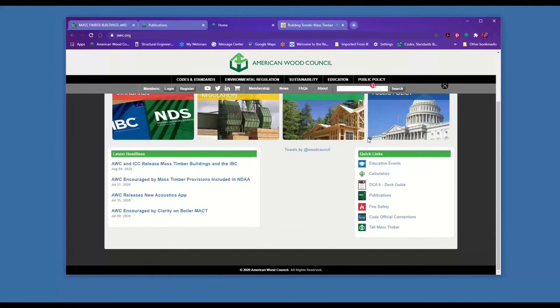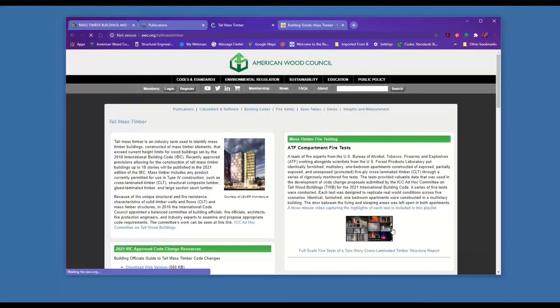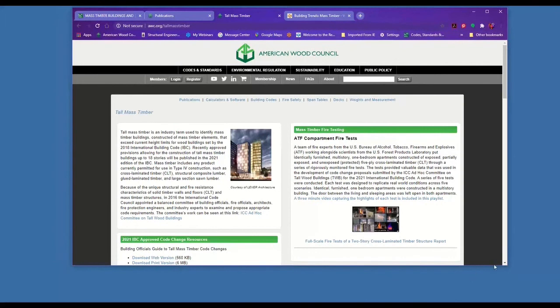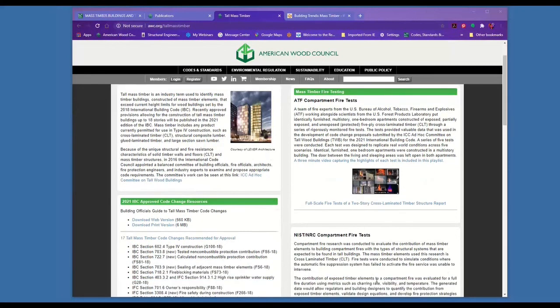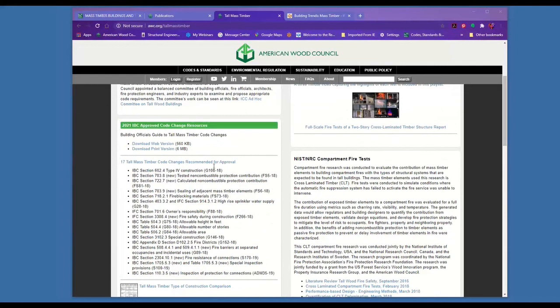awc.org, which is shown here. There's a quick link here that goes to our webpage, Tall Mass Timber. And maybe, Jim, you could speak on this webpage. Yeah, this web page we've had up. It's been in existence since before the tall mass timber provisions. Those of you that have been involved with the code development process of the IBC can recall seeing this in earlier iterations, and it had all kinds of information that led up to the final approval of the 14 tall mass timber provisions that were approved in Group A, and then the additional tall mass timber provisions that were approved in Group B. All of them are spelled out here.